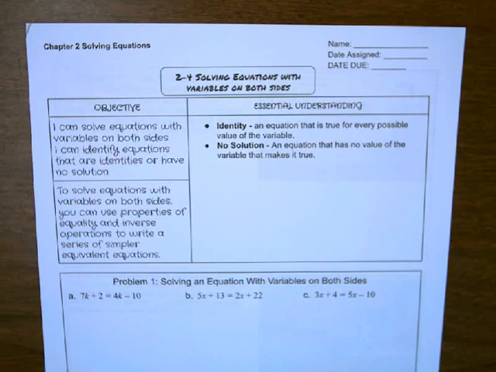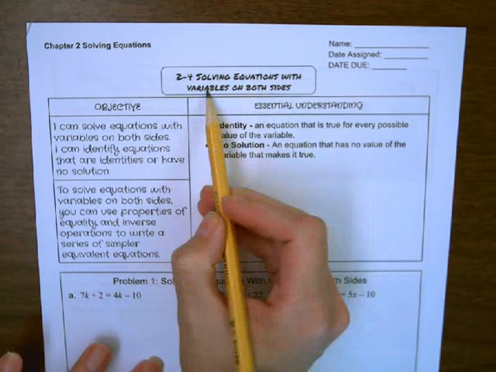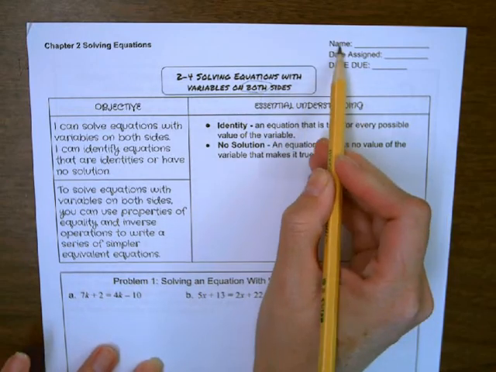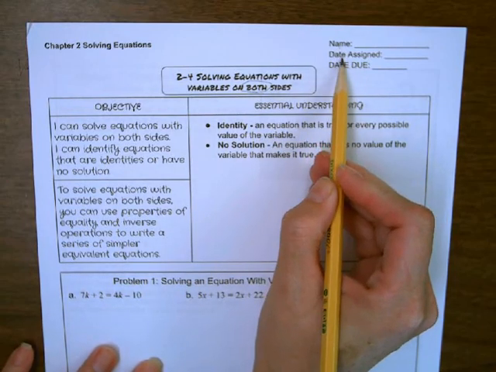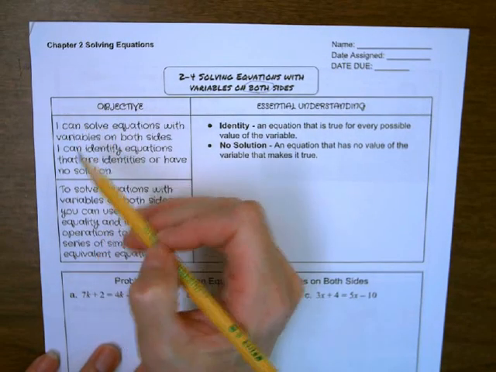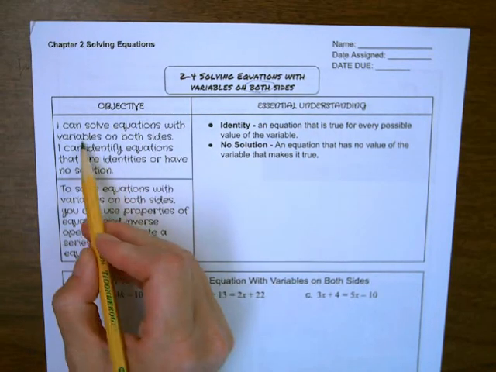Right, welcome to lesson 2.4, solving equations with variables on both sides. Make sure you get your name and date on this page, and then it should be hole punched and put into your binder. All right, so we are solving equations with variables on both sides.